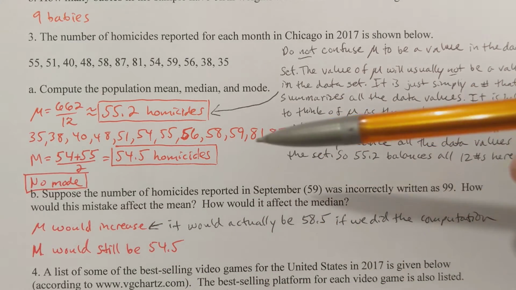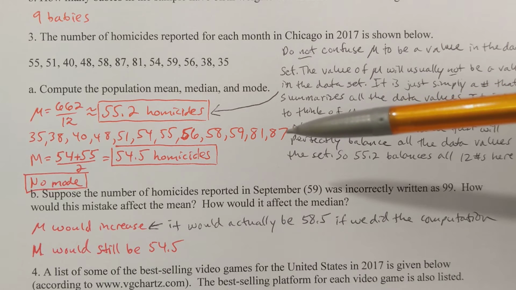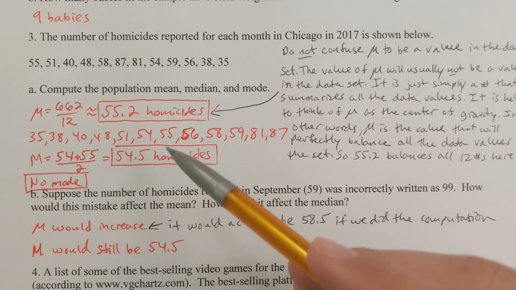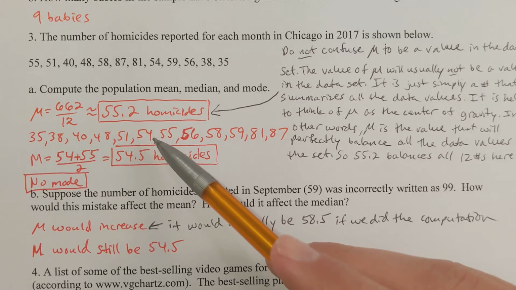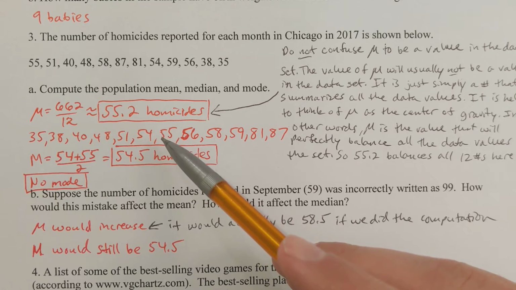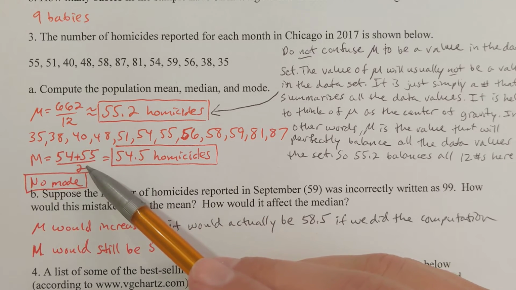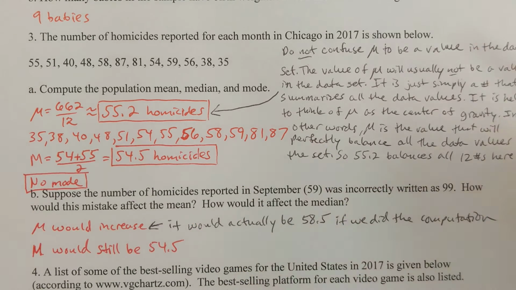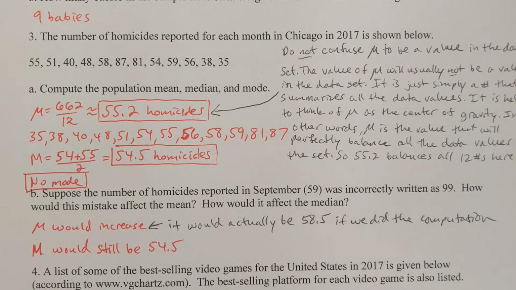Because there's 12 numbers listed, I need to average the middle two. Okay, so that is the 6th and the 7th numbers. 1, 2, 3, 4, 5, 6, 7. So 54 and 55. When I add those together and divide by 2, I get 54.5 homicides. Okay, and that would be the median of the data set.